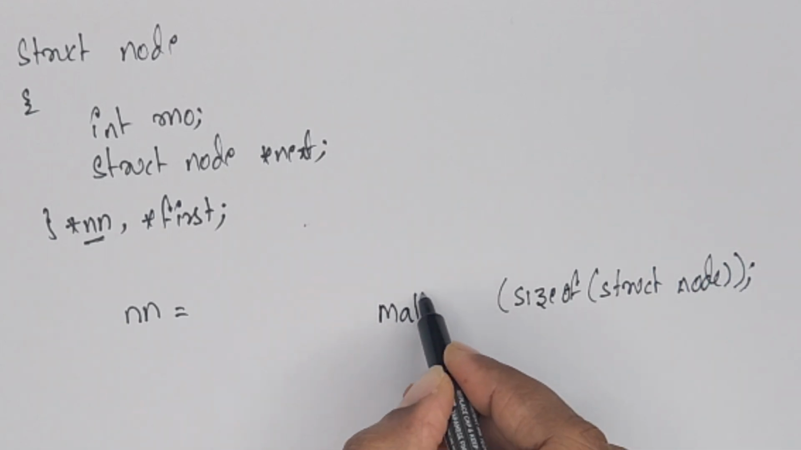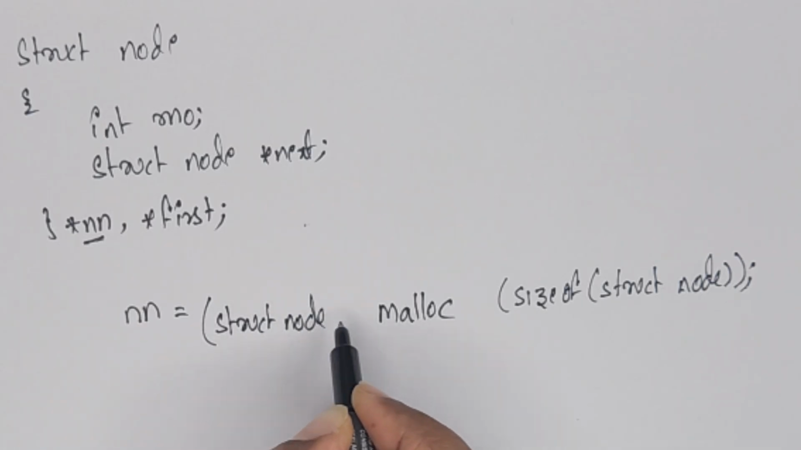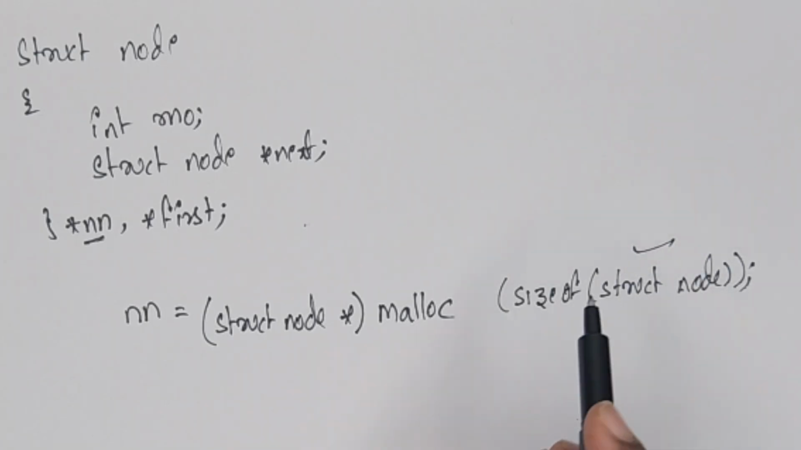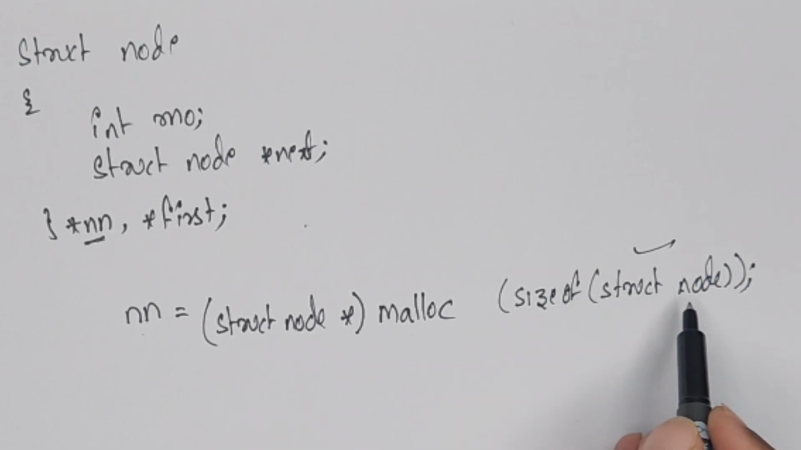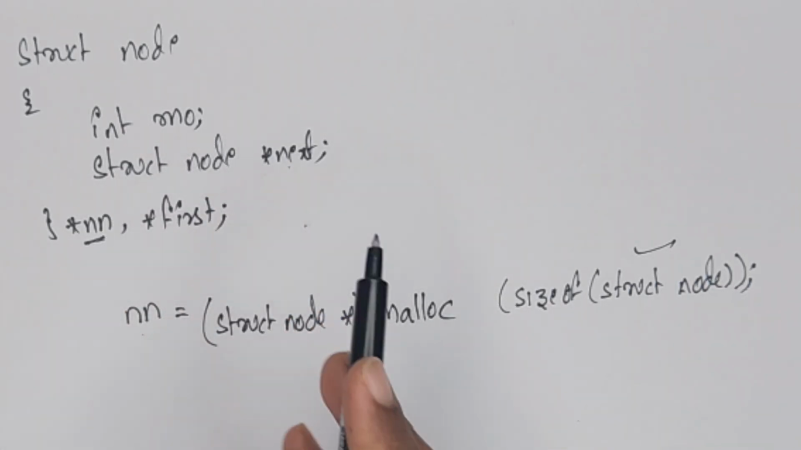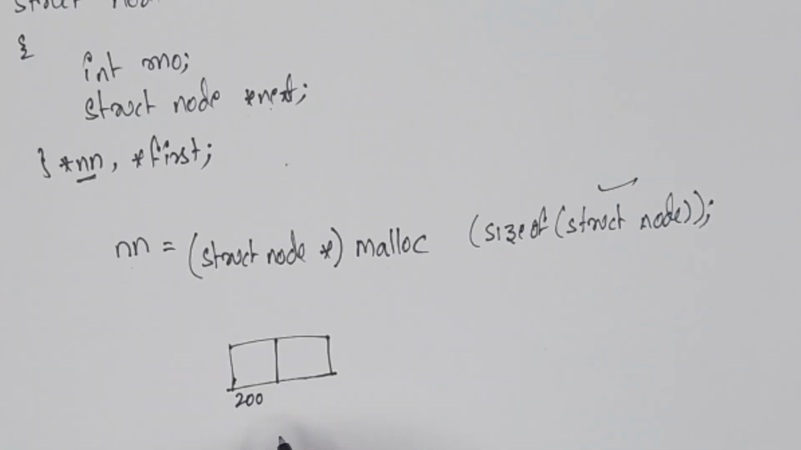So using the malloc function: struct node asterisk, malloc, sizeof struct node. Whatever the size, that much memory it will allocate; malloc is the function name. And the first byte address will be assigned to nn. So sizeof struct node: what is the size of the structure? One is an integer, 4 bytes, one is a pointer variable, 4 bytes. Total, it allocates 8 bytes of memory. For example, if the first byte address is 200, then that will be assigned to nn.